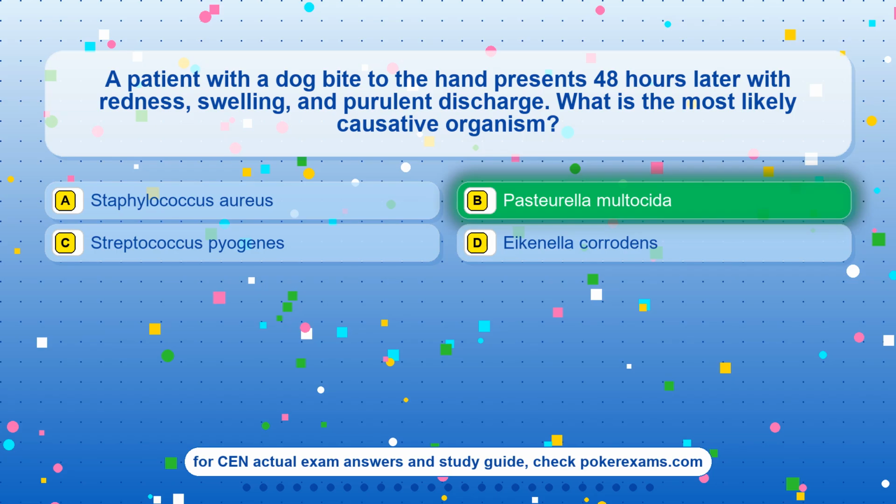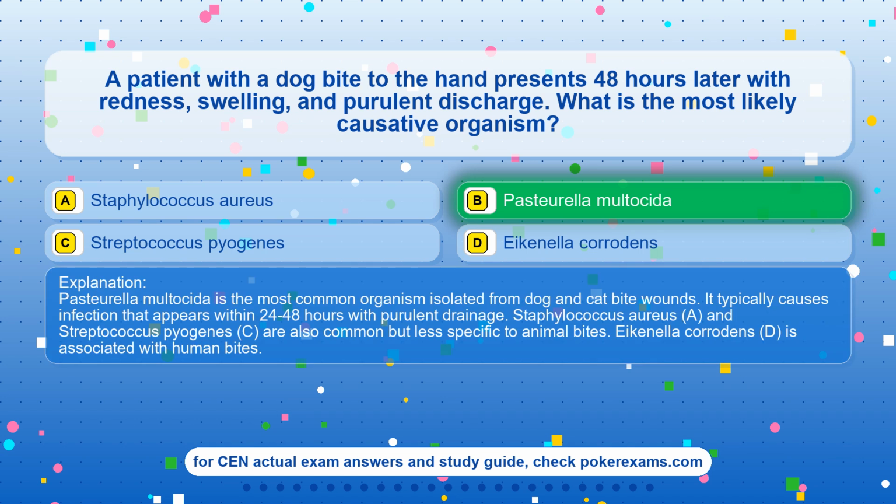The correct answer is option B. Pasteurella multocida. Pasteurella multocida is the most common organism isolated from dog and cat bite wounds. It typically causes infection that appears within 24 to 48 hours with purulent drainage. Staphylococcus aureus, A, and Streptococcus pyogenes, C, are also common but less specific to animal bites. Eikenella corrodens, D, is associated with human bites.